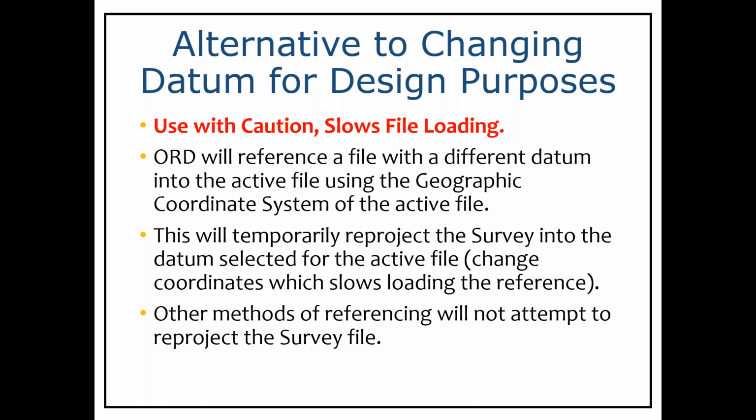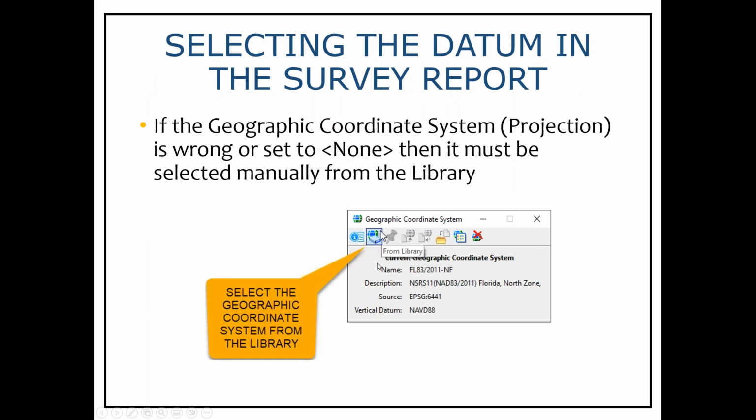So other methods of referencing a file will not attempt to reproject the survey file. This is really important to understand because this is where we could have problems. Between NAD 83 and 2011, you could see as much as a foot, a couple of tenths, even up to almost 2 feet in some situations. Usually around a foot or maybe a little less, and you will see that, okay?